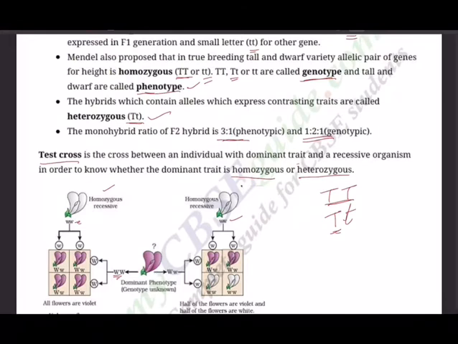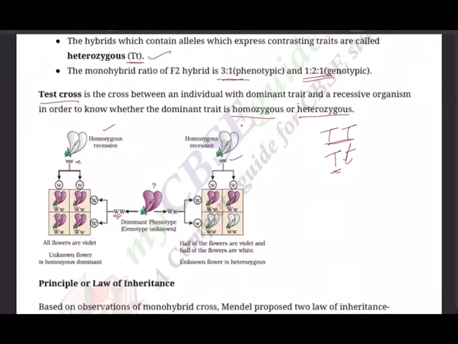So there is capital W, small w. Now when we cross this, all flowers are violet, as you are seeing in the Punnett square. That is because of the presence of capital W, and the unknown flower is homozygous dominant. So all the flowers will become violet because of the presence of the dominant gene.